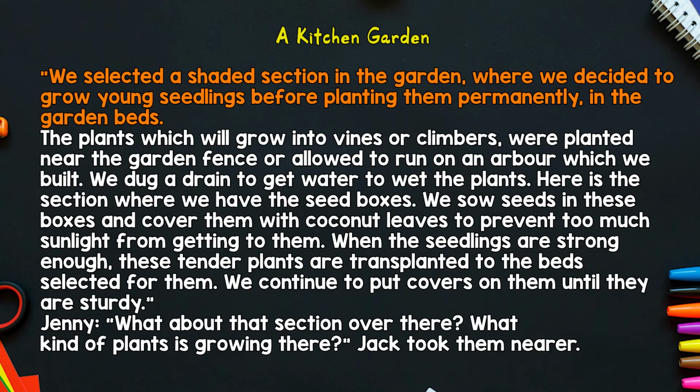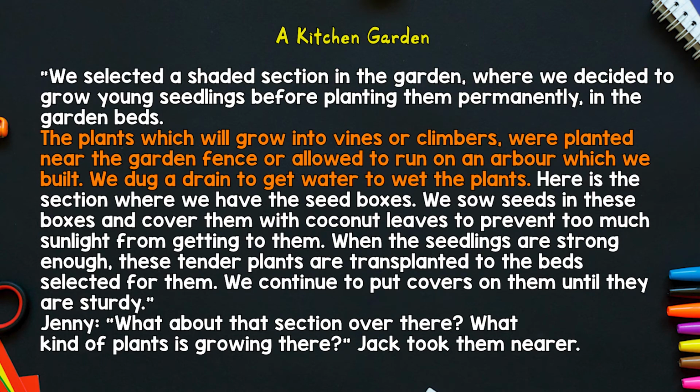We selected a shaded section in the garden where we decided to grow young seedlings before planting them permanently in the garden beds. The plants, which will grow into vines and climbers, we planted near the garden fence or allowed to run on an arbor, which we built. We dug a drain to get water to wet the plants.